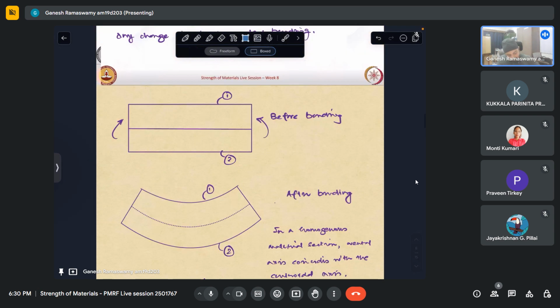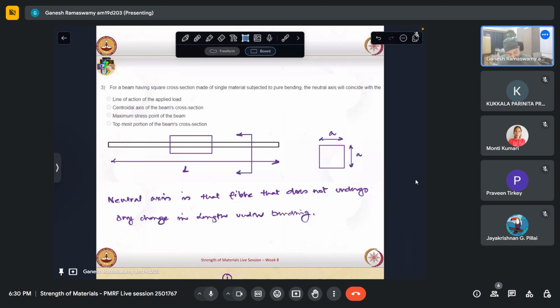So, for a beam having a square cross section made of a single material, which is what we are emphasizing here, single material meaning it is homogeneous, subjected to pure bending, the neutral axis will coincide with the centroidal axis of the beam's cross section. Since this is a square, it will just be the axis passing through the midpoint of the depth. I hope that is clear. If there are any questions here, I am happy to take them, or if there are at any point in time, please feel free to bring them up. I'll try to address them.